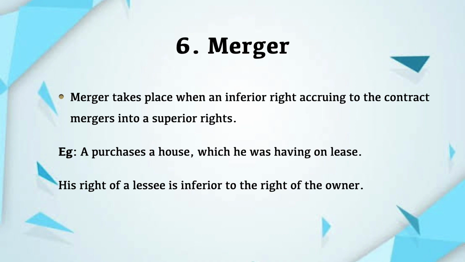But here in this example, what is A doing? He is purchasing the house. That means he becomes the owner of the house. So don't you think the rights of an owner are more superior than the right of a lessee? Correct? A lessee is a person who is just residing in the house, where some day he has to vacate. Whereas if he is the owner, it is his own house. He can live in that house for any number of days. So merger means an inferior right accruing to the contract merges into a superior right. First he was a lessee, that means he had taken the house on lease. Now he has bought the house. This is called merger. Is that clear? So these are the 6 different situations under which discharge of a contract happens by agreement.